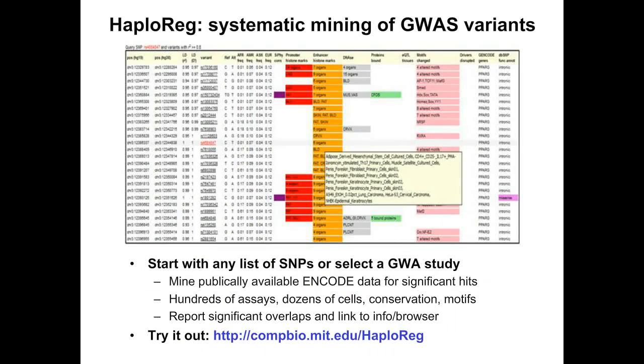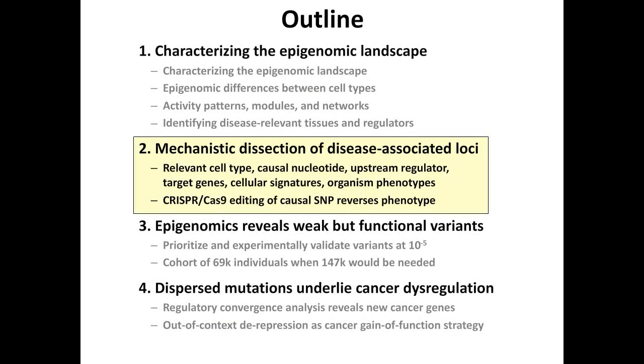So we've made all of these data publicly available. All of these predictions can be found through Haploreg, this tool for browsing the regulatory landscape of haplotypes associated with disease. So you can enter any SNP or any GWAS study, and it will basically tell you what are all of the promoter elements, enhancer elements, regulators and regulatory motifs that are associated with each of these regions, and you can try it out here.